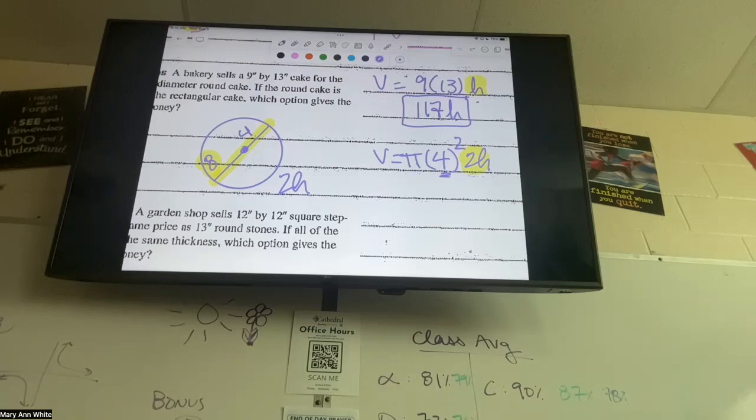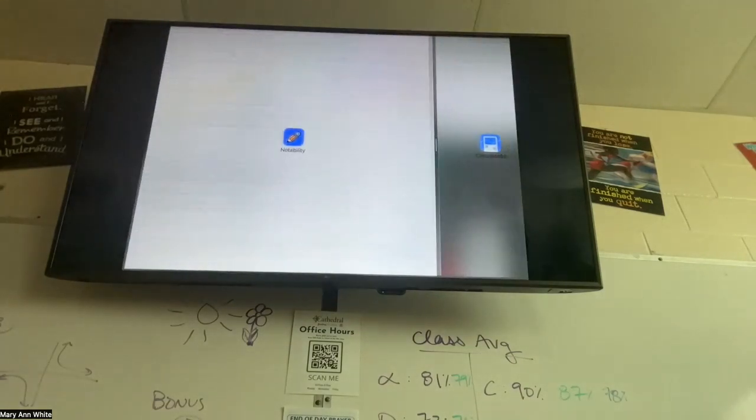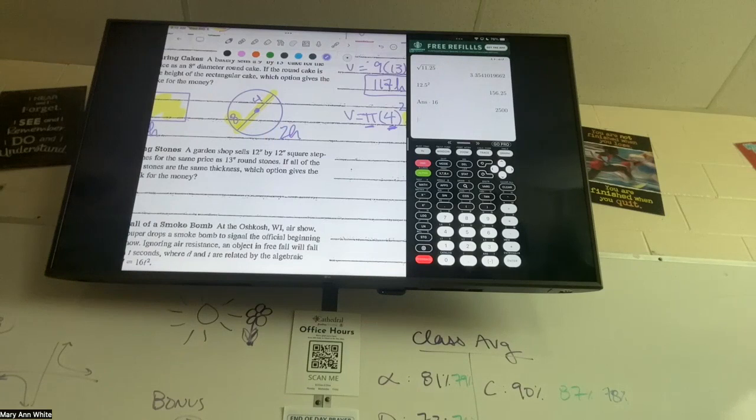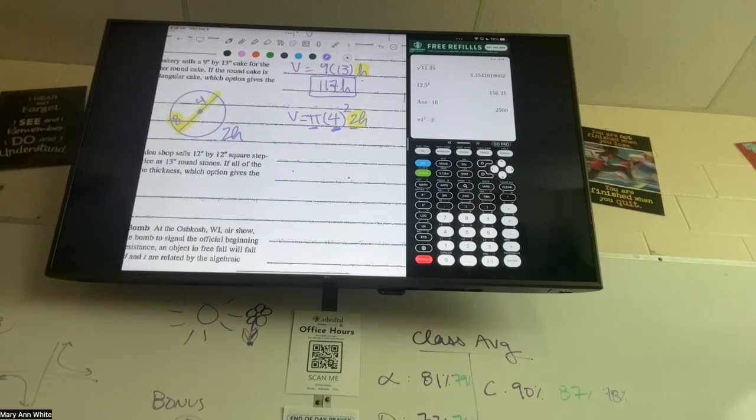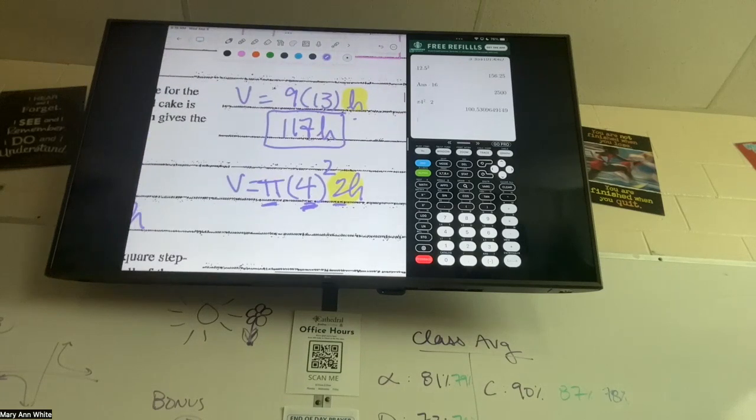So we want to multiply all of that together, and we can even do that in the calculator. I'm going to do pi times 4 squared times 2, and I'll pull the calculator out for this one. That's about 100.5, okay? So the volume of this cake is going to be 100.5 times H.